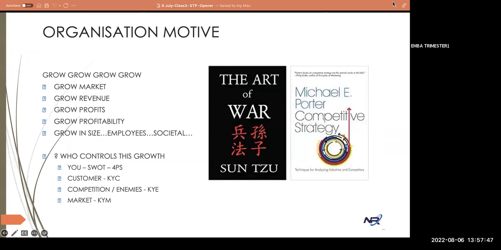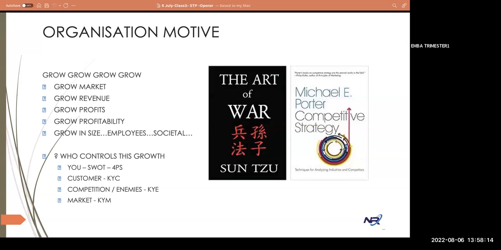Okay. What is the motive of every organization? The motive of every organization is simple. Grow, grow, grow, grow. If you're not growing, you're dead. The only thing that is constant is change. That's a very famous statement, right? The only thing that's constant is change. So you have to grow.